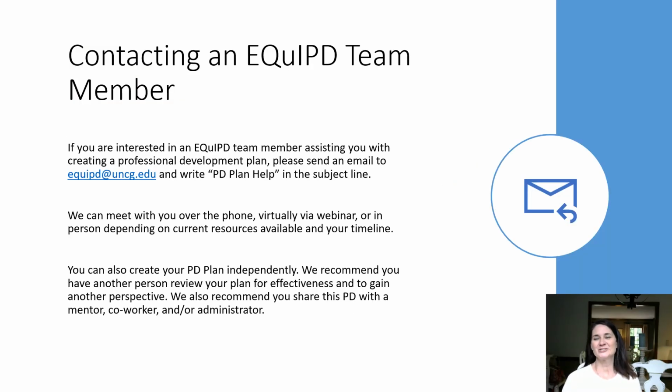And remember, as you create your PD plan for your homework assignment, if you get stuck and need some help or just want to run your ideas by someone, you are more than welcome to call one of us, an Equip team member. We'll be so happy to assist you in this process. If you're interested in reaching out to us, please send us an email at equipd@uncg.edu. That is E-Q-U-I-P-D at uncg.edu, and in the subject line simply put PD Plan Help, and one of us will follow up with you either over the phone, we can meet virtually via webinar, or in person depending on current resources available in your timeline.